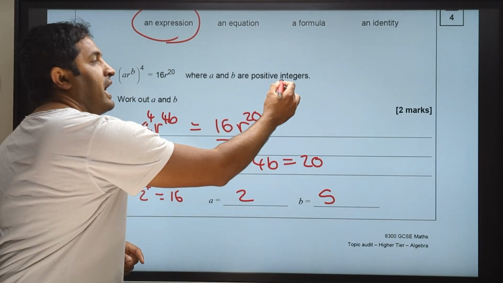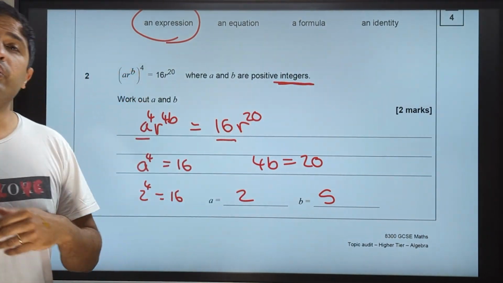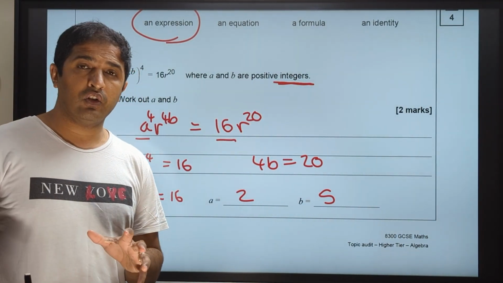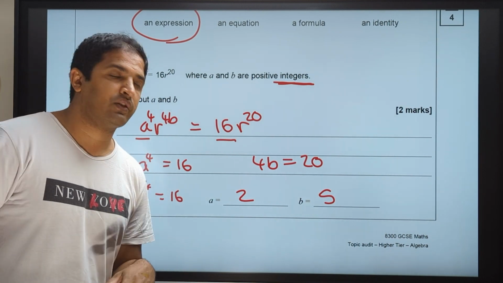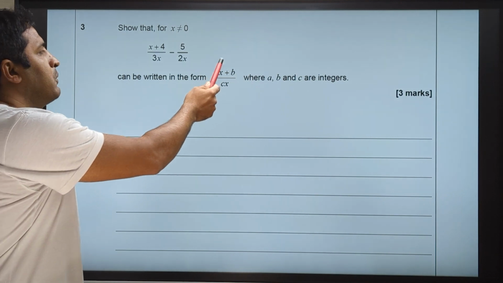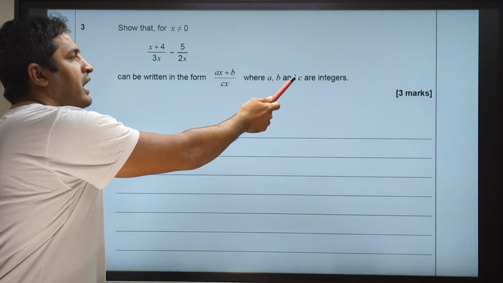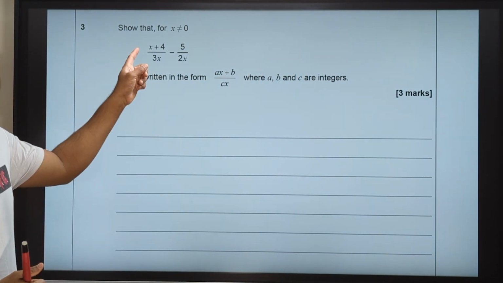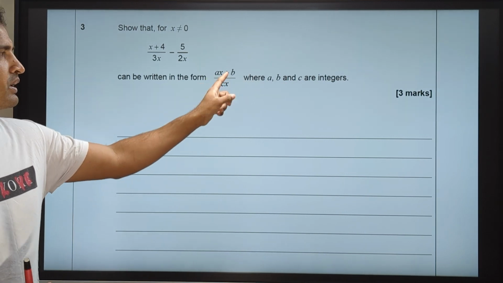And they're saying a and b are integers, so we know it's going to be a whole number. It's not going to be a decimal. It's not going to be fractions, okay? Where x is not equal to 0, can be written as one single fraction where a, b, c are integers. Again, a, b and c are whole numbers. That's what we're trying to do.